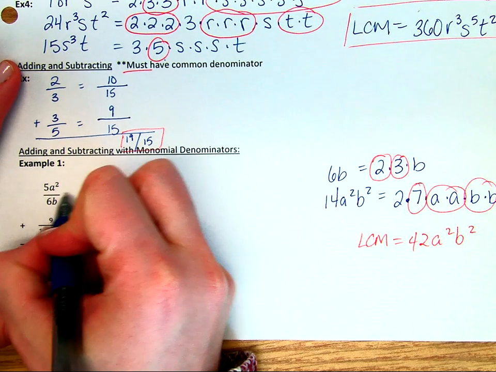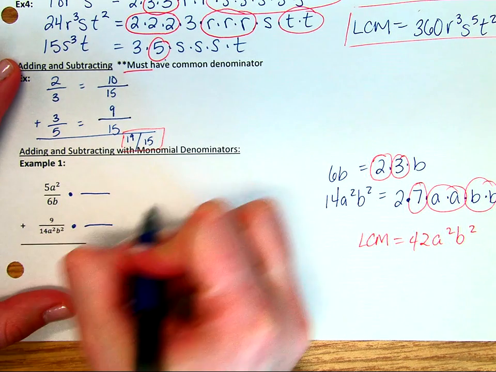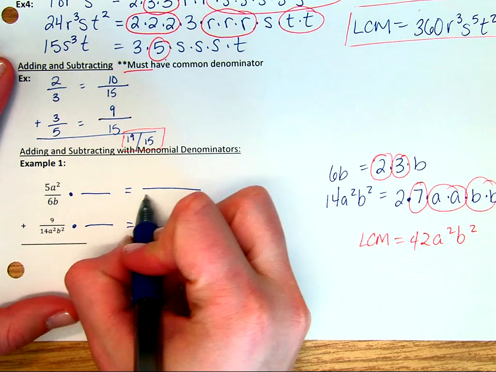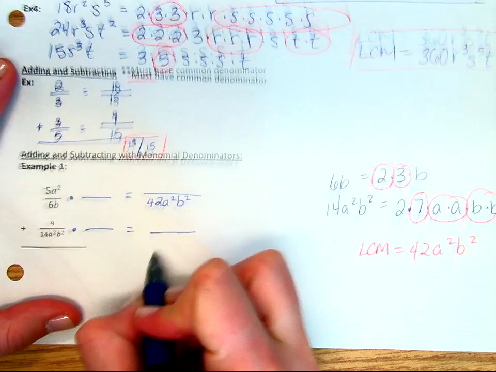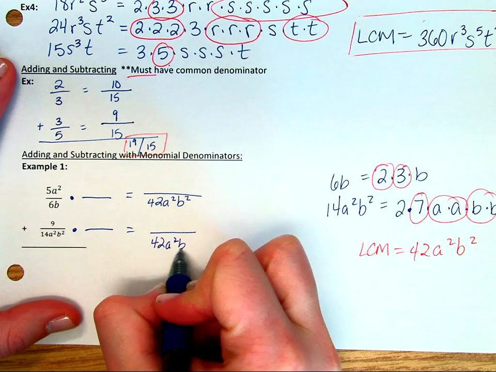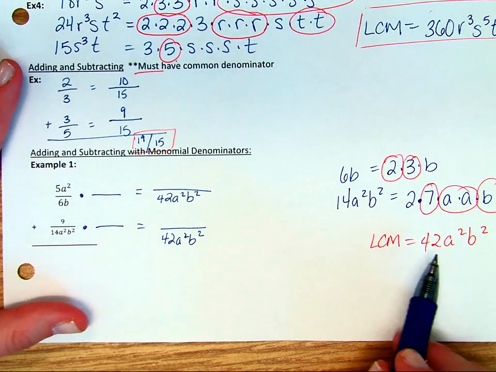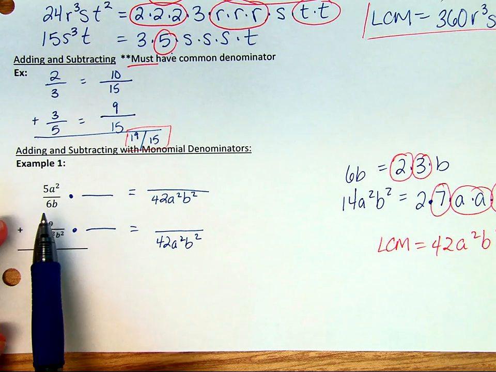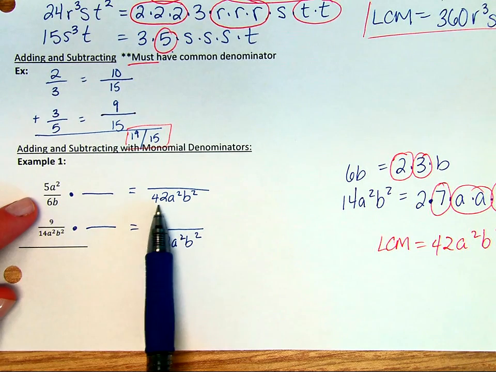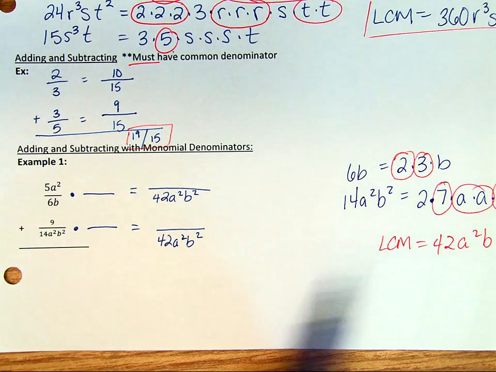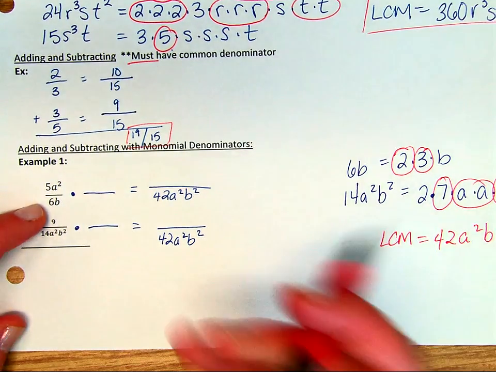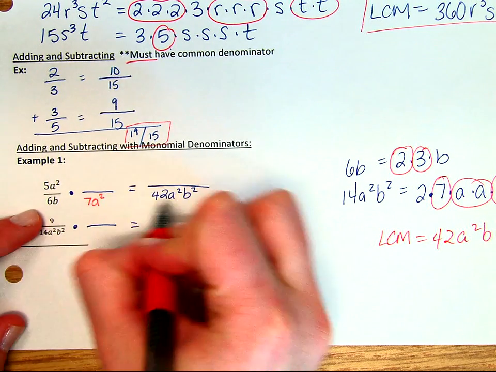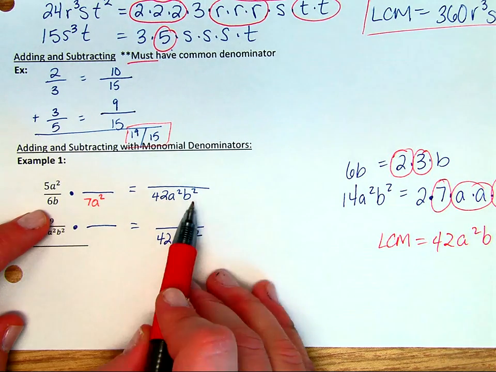That's what I'm going to try to get. Just write this down for now. You'll see what I'm doing in a minute. What I'm going to try to do is get my new denominator to be 42a squared b squared, since that's what I got for my LCM or LCD. So I need to think to myself, what do I have to multiply 6b by to get to 42a squared b squared? Well, I know 6 times 7 is 42. So I need a 7. I don't have any a's originally, so I'm going to need both of those a's, a squared. And I only have one of the b's, so I need to multiply by a b as well.